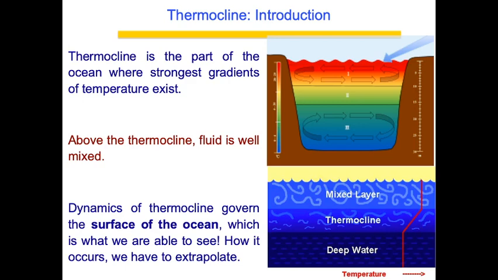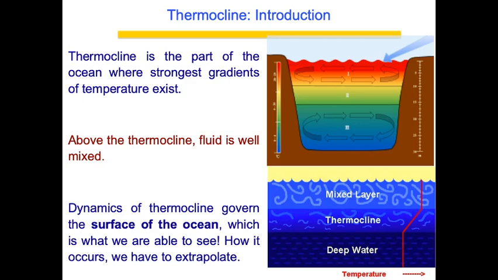Above the thermocline, usually the fluid is well mixed, and the reason is very straightforward. Near the top of the ocean is where a lot of energy is there, the wind energy or the solar energy or any other turbulent energy that mixes the upper layer, and hence you have an upper layer followed by the thermocline beneath it.